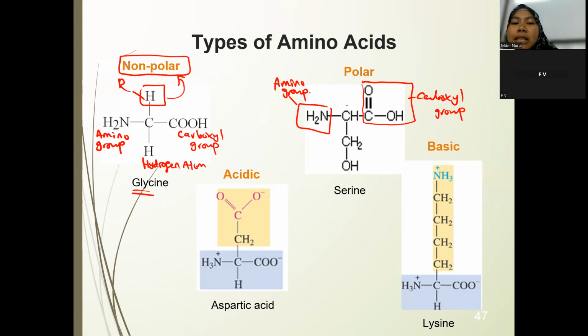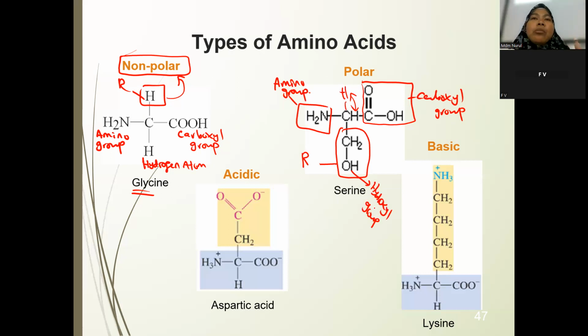H dia yang bergabungan C ni sebenarnya dia macam gini. Faham tak? Ini hydrogen atom dia tapi dia duduk sebelah sini. Okay, so ni dengan ni adalah benda yang sama. So ni adalah hydrogen atom. Dan mana dia punya R group? Ni CH2OH. So this is actually the R group. So what makes it polar? Apa yang menyebabkan dia jadi polar? Sebab ada OH ni. OH hydroxyl.